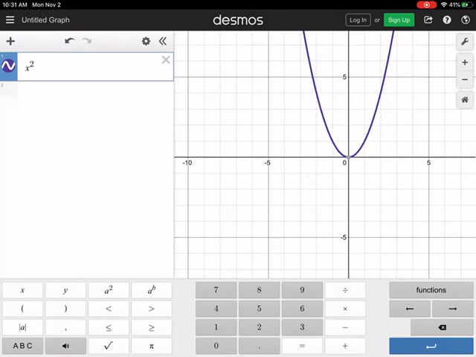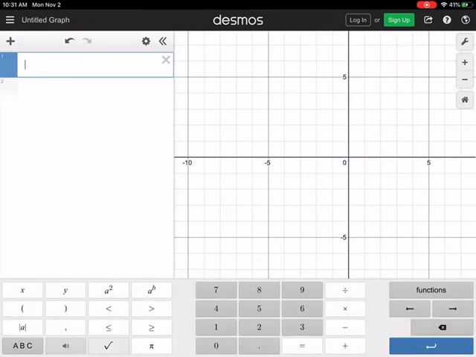Let's do the square root, the parent function of the square root of x, and you notice that line right there, right? What happens when we put a negative in front of the square root of x? What happens to that line? It flips.